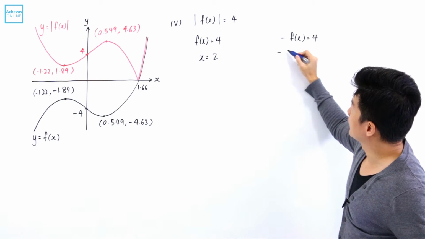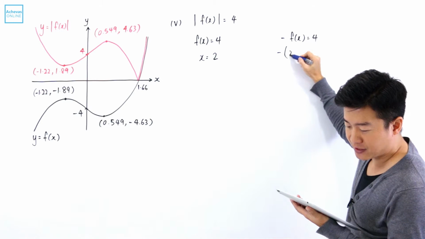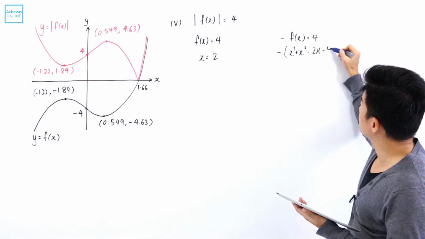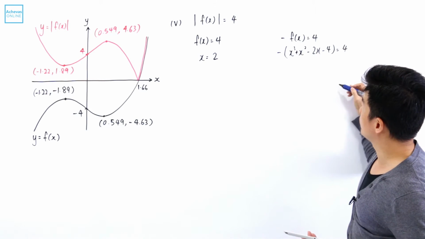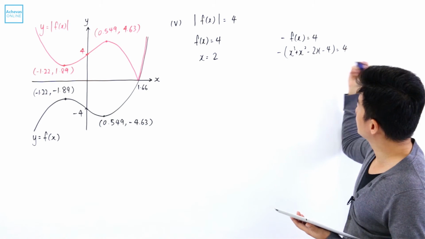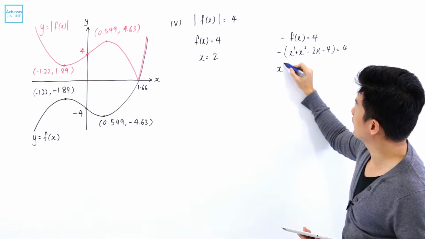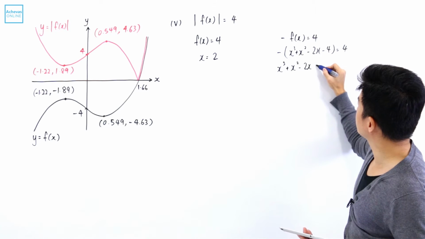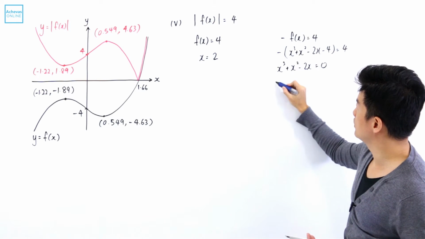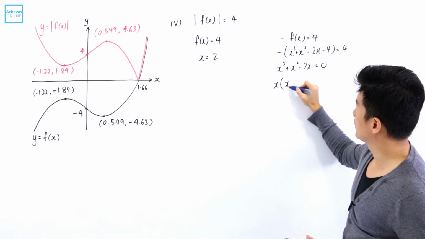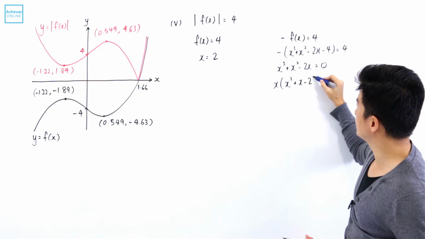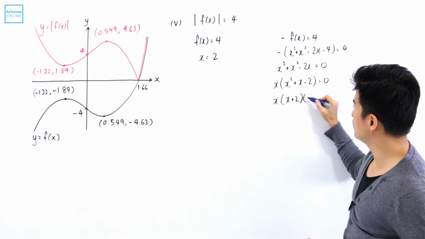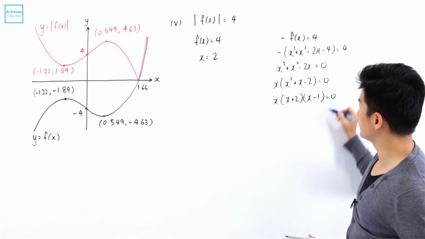So this is going to be negative of f(x). f(x) is x to the power of 3 plus x squared minus 2x minus 4. This is equal to 4. Which means that if I were to bring everything over to the right hand side, I have x to the power of 3 plus x to the power of 2 minus 2x. This is going to be equal to 0. Factorizing out x, I will have x squared plus x minus 2, which is equal to 0. This is x plus 2 and x minus 1. It is equal to 0.